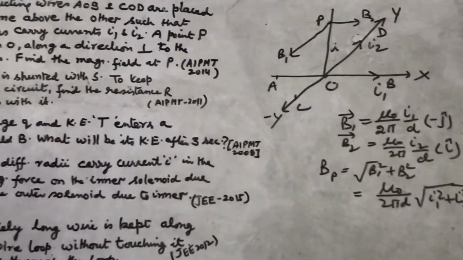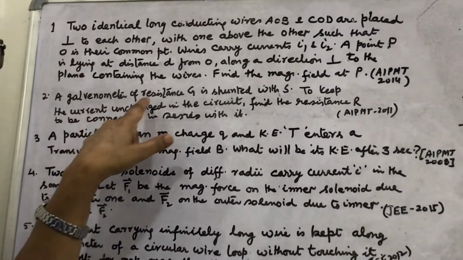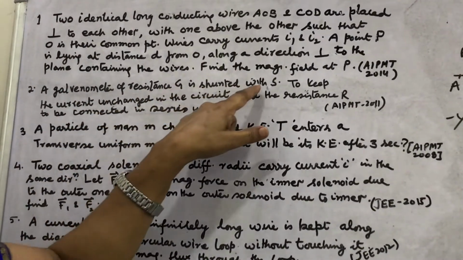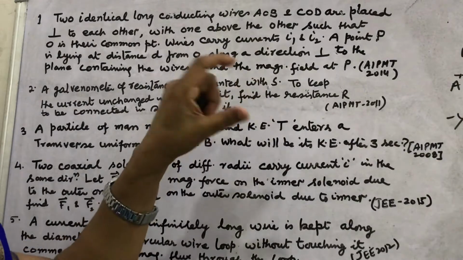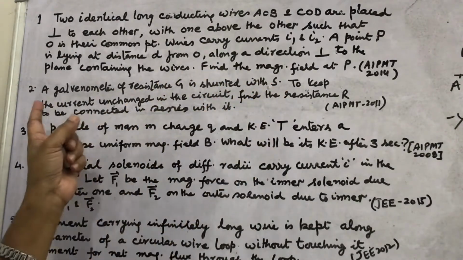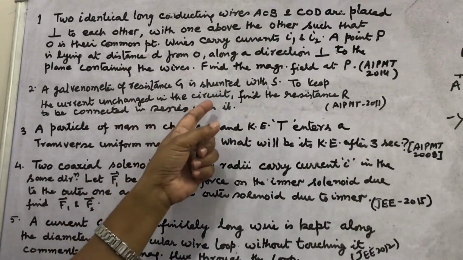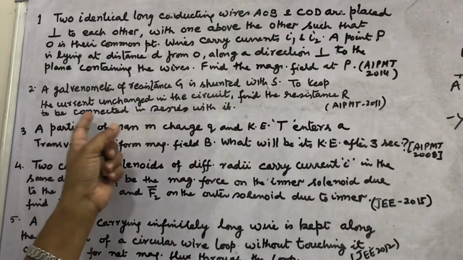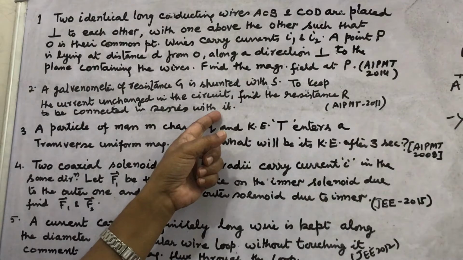Second question, I am reading the question. A galvanometer of resistance G is shunted with S. You know, a shunt is a very small, short and thick resistance. To keep the current unchanged in the circuit, find the resistance R to be connected in series with it.